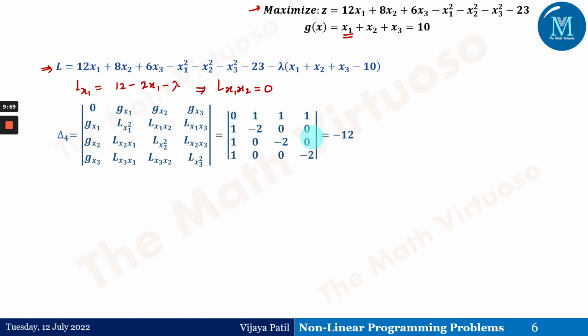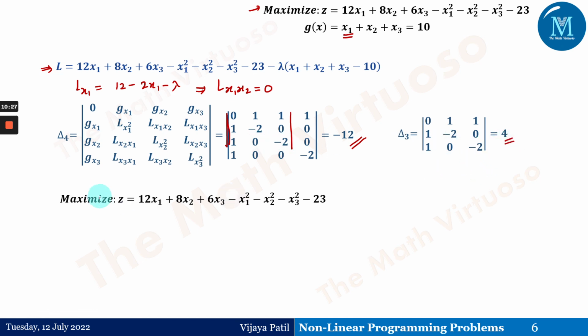Now, it's very simple to get the determinant of this 4 by 4 matrix. We have already discussed how to find the determinant of higher order matrices. So that is coming out to be 12. You can easily check that out. Similarly, delta 3 is nothing but the determinant of only this much matrix, 0, 1, 1, 1, minus 2, 0, 1, 0, minus 2, and that is coming out to be 4.